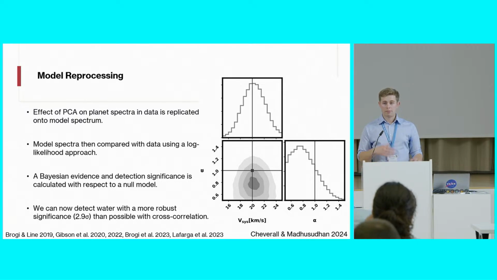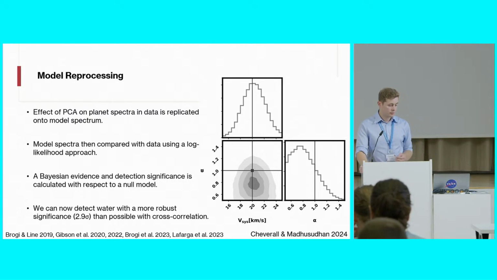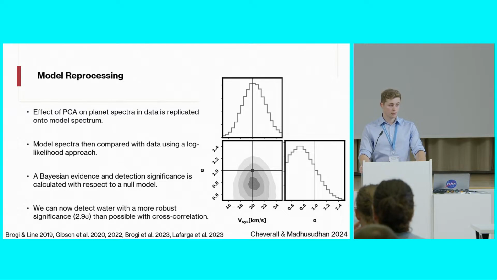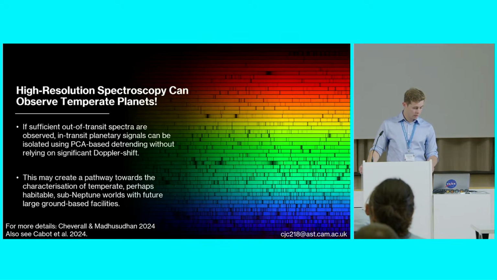And then we calculate Bayesian evidence and do a Bayesian detection significance with respect to a null model, which in this case is a zero planet. We find a detection significance of 2.9 sigma for our injection tests, which is more robust and more sensitive than we found before for the cross-correlation framework. So again, it seems that we've managed to recover an injection of a molecule into a temperate exoplanet.